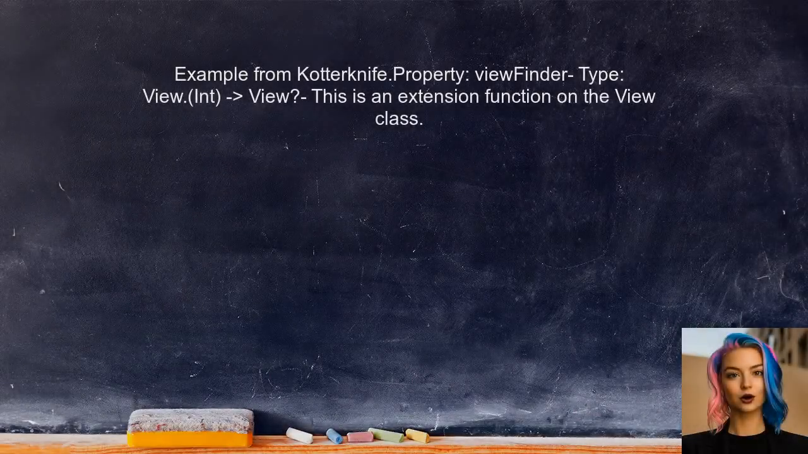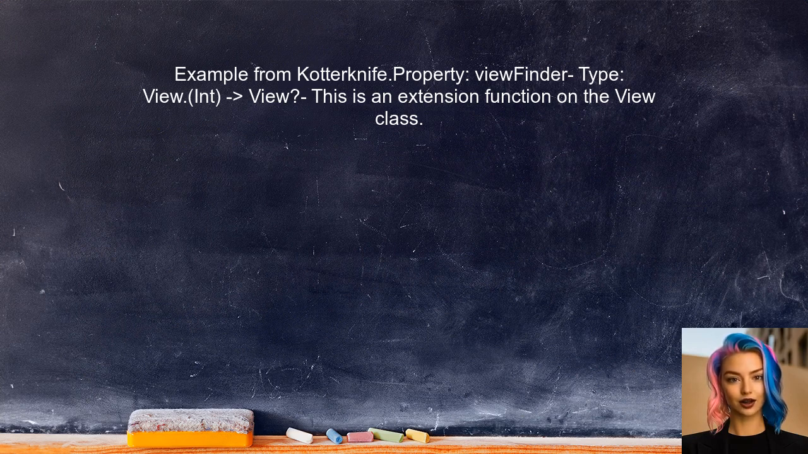In the example from Kotlin, the user sees a property called viewFinder. This property is defined as a function that takes an integer and returns a nullable view. The dot before the parentheses signifies that this function is an extension function on the View class.